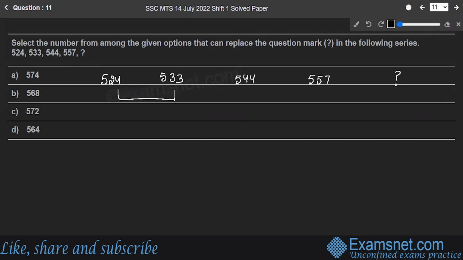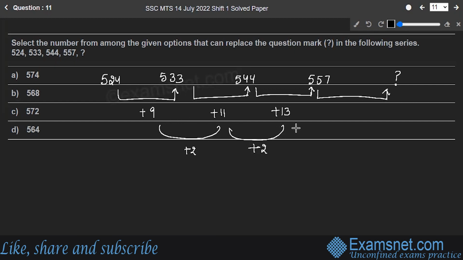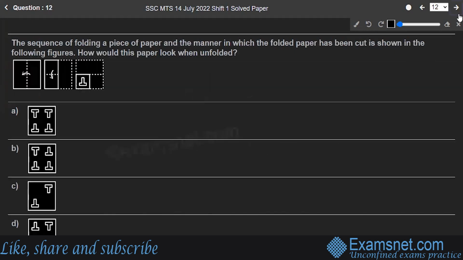If I'm moving from 524 to 533, I'm adding a 9. 533 to 544, I'm adding an 11. From here to here, I'm adding a 13. And from here to here, what do I have to add? Any ideas? I'm moving with the intervals of 2. So here also I have to move with the interval of 2. 13 plus 2 gives me 15. So 557 plus 15 gives me 572. So option C is the correct answer to the question. Hope you are clear. Next is question number 12.